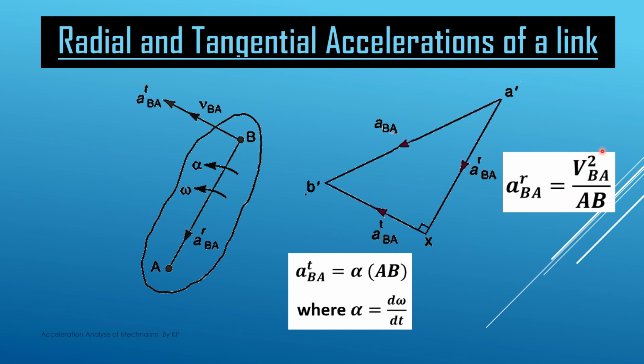So from that formula we have to find V square by R, or R omega square, which is the same thing. With this formula we find the value of the radial component, and we know its value numerically. Velocity we get from the velocity polygon. The tangential component of acceleration, that we are calling ATBA, is nothing but alpha into AB. Alpha is the angular acceleration and AB is the length of the link, where alpha is nothing but d omega by dt.